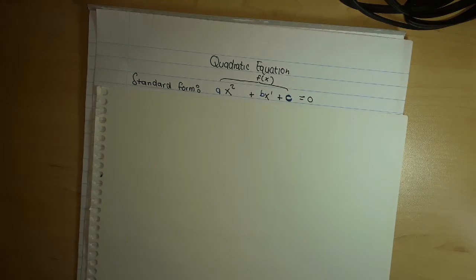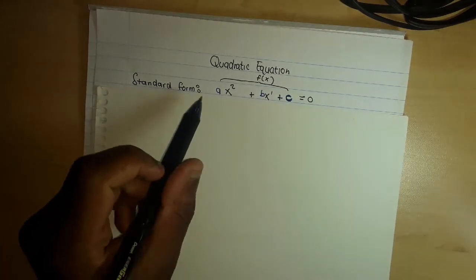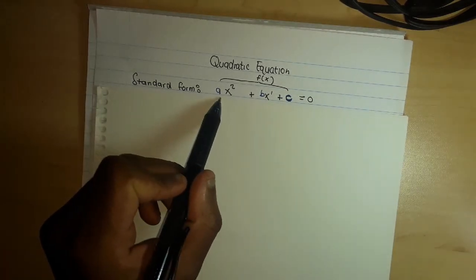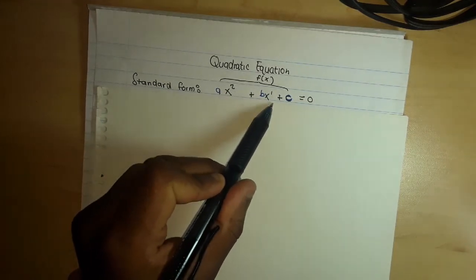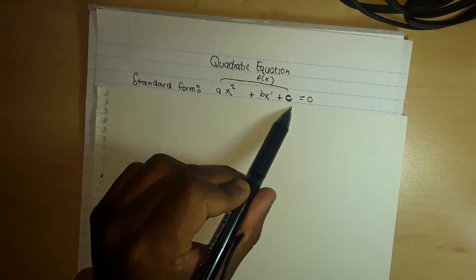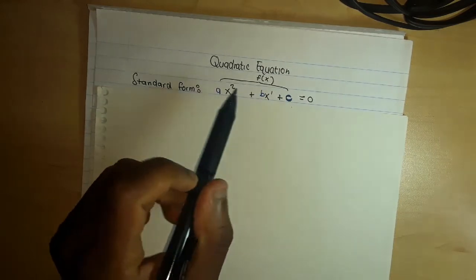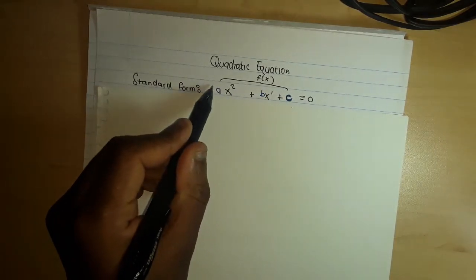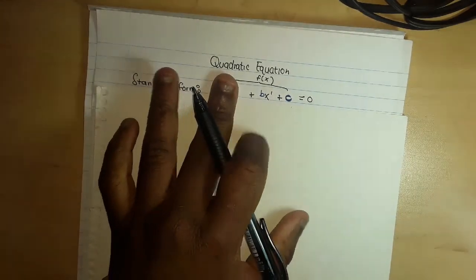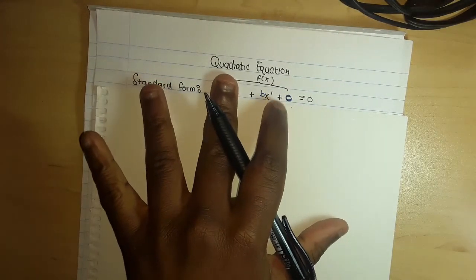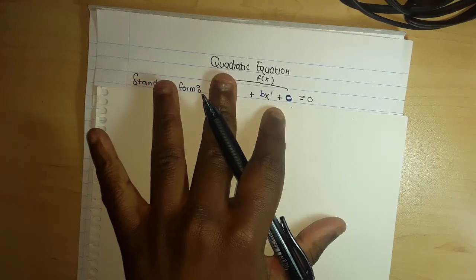A quadratic equation is any equation that can be written in the following standard form: ax squared plus bx plus c, where a is not equal to 0, because when a equals 0, this term goes away, and then we'll be left with a linear function, which is not a quadratic equation.